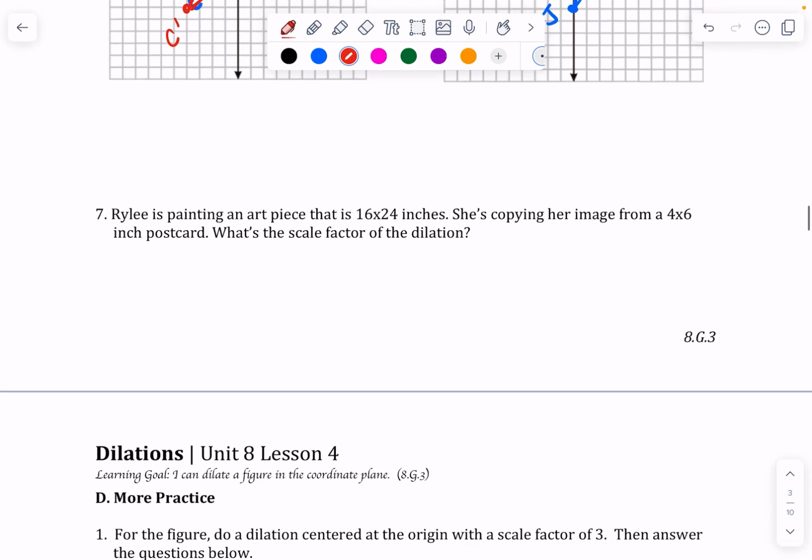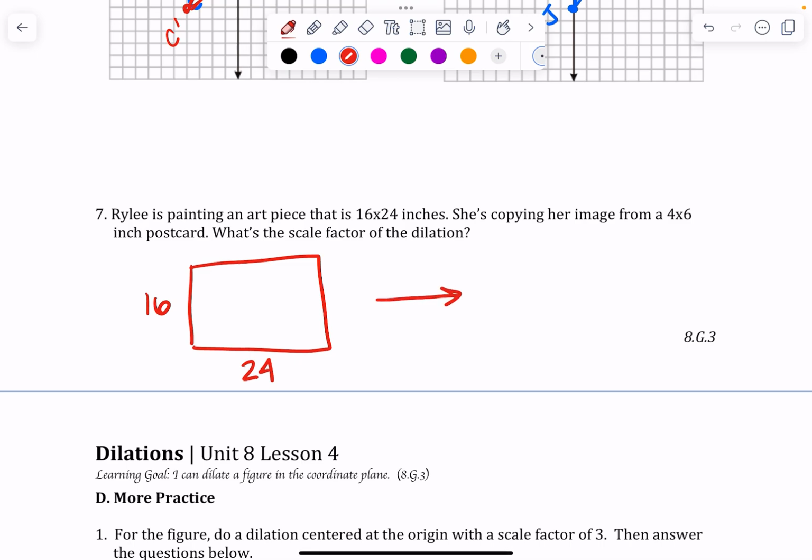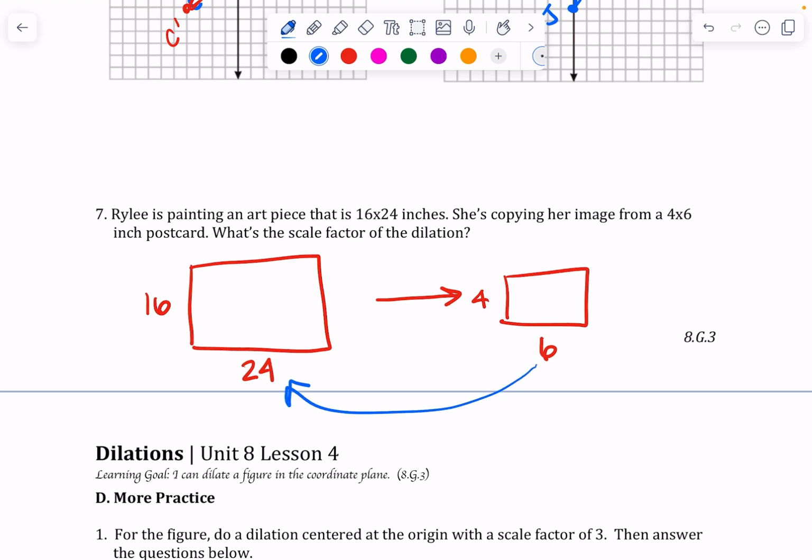Okay, Riley is painting an art piece that is 16 by 24 inches. So she has some sort of piece of paper, 16 by 24, and she's copying her image. It's coming from a little 4 by 6 index card, postcard. So what is the scale factor of the dilation? What does she have to multiply the postcard by to get the original shape?